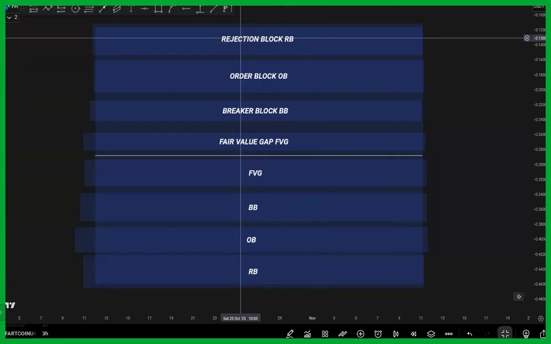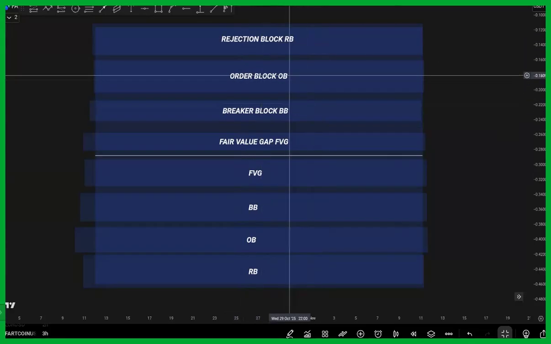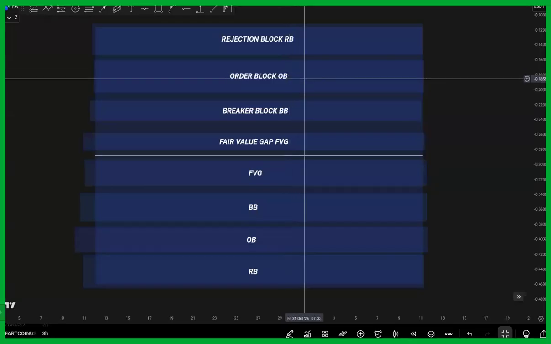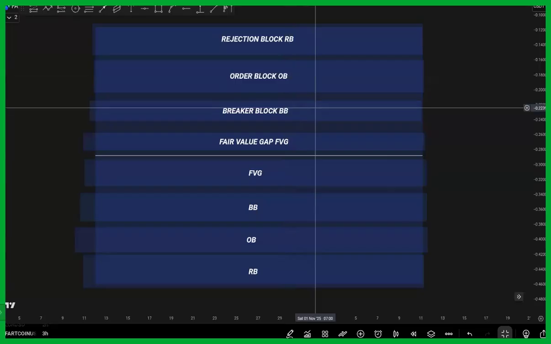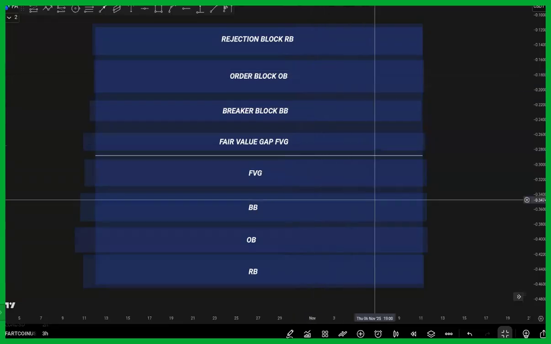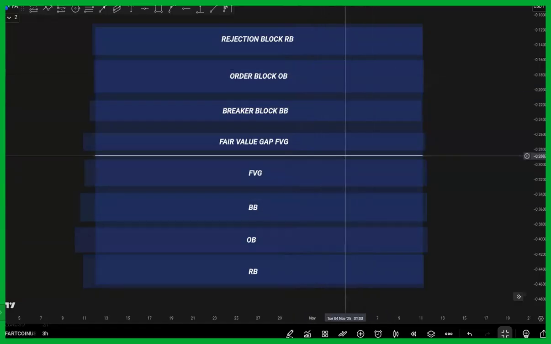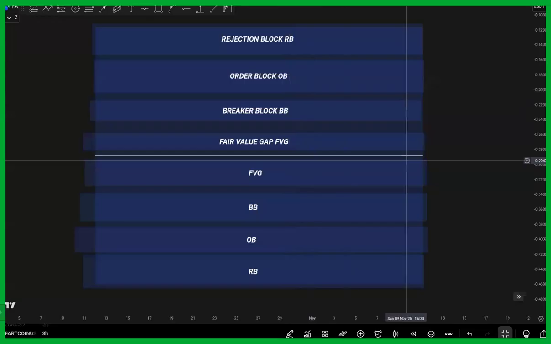All right. Now, if you are going to be using my model, which is the CCS model for advanced SMC, I only make use of the order block and the breaker block. Those are the two that I make use of. All right. So we'll be talking about each and every one of them here, from the rejection block down to the fair value gap. We'll be talking about each and every one of them today, some in this video and the rest in the next. So the first one we're talking about is the rejection block.